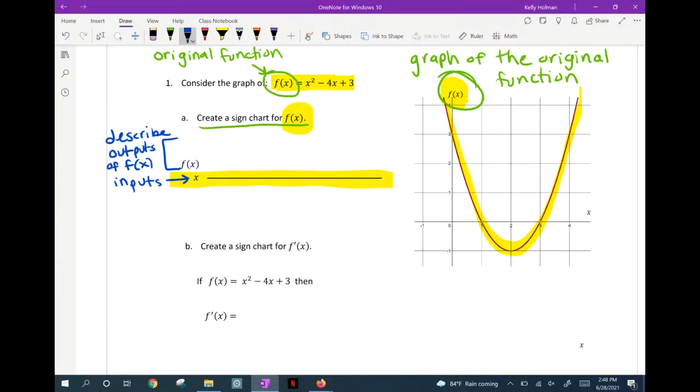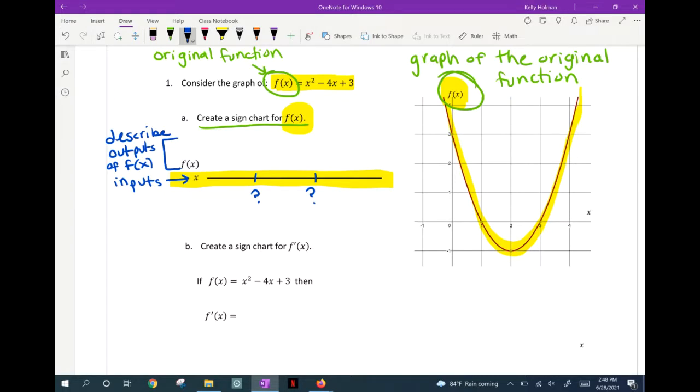So I need some numbers on this number line. There's going to be two of them, two special inputs. Can anyone look at the graph and guess what they think those special numbers are going to be, the numbers that go onto my sign chart? Nice, that's right.